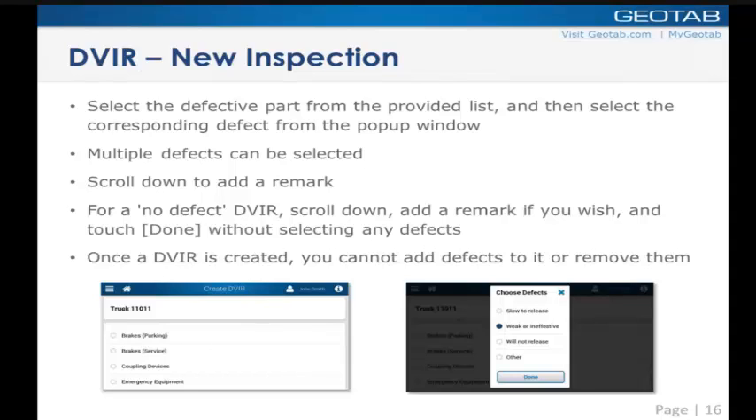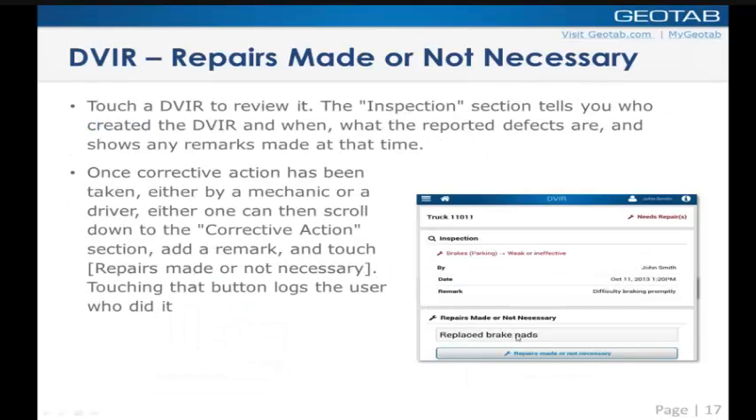Once you have created a DVIR and it's done, gone through all the process, you cannot add defects to it or remove them. So it's a once-off kind of an issue. You do the DVIR, and either that DVIR is good, or you close it out and do another one so that you can find any new defects and put them in play. Okay, if I want to see a DVIR, I touch the DVIR and I can review that. This inspection section says this is what John Smith, the driver, found at this date and this time, and this is what he found, okay? So this is the driver commenting at this point in time.